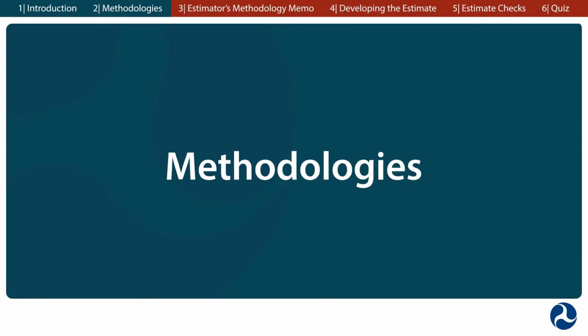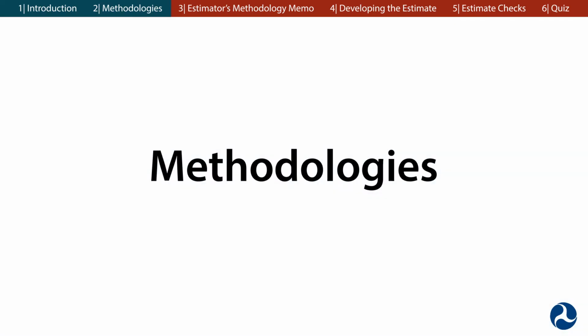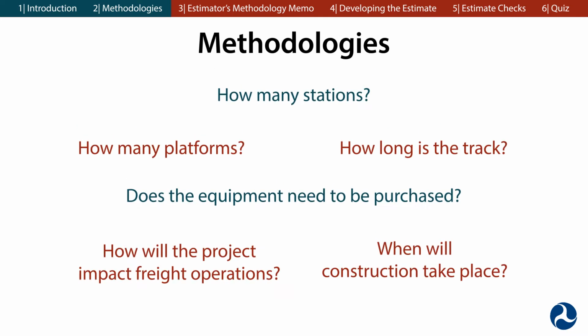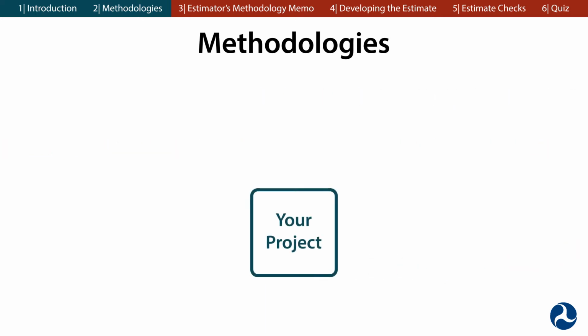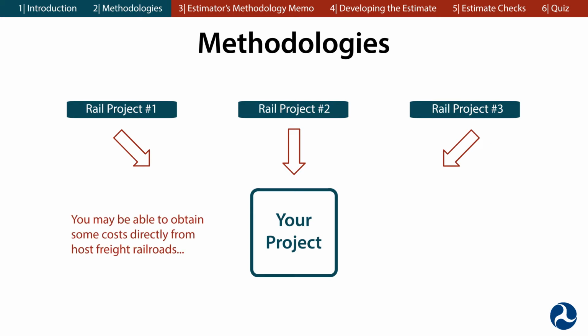Even at the earliest planning stage, cost estimators need a thorough understanding of the project and its conditions in order to produce an accurate, comprehensive, and credible cost estimate. Cost estimators can obtain costs from other project sponsors. Sponsors can produce useful information from other rail projects, specifically the actual costs that were included in the projects. Otherwise, you may be able to obtain some costs directly from host freight railroads and Surface Transportation Board decision documents.